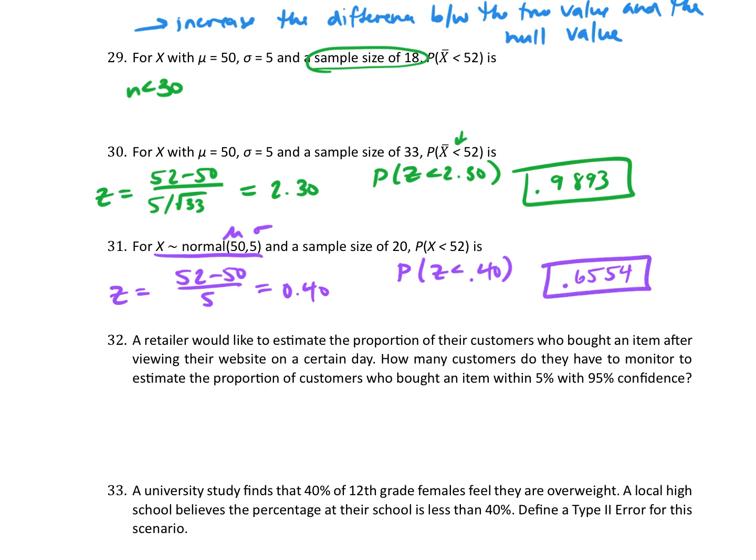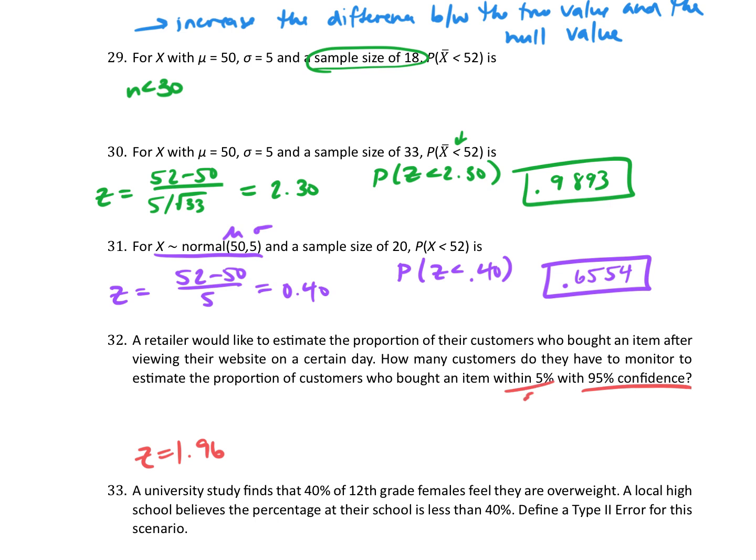I have a question. A retailer would like to estimate the proportion of their customers who bought an item after viewing their website on a certain day. How many customers do they have to monitor to estimate the proportion of customers who bought an item within 5%, so your error is 5%, with 95% confidence? So, I thought we were just looking for it. We have to go find z, because 95% confidence means between 0.025 and 0.975. 1.96. So it's 1.96.